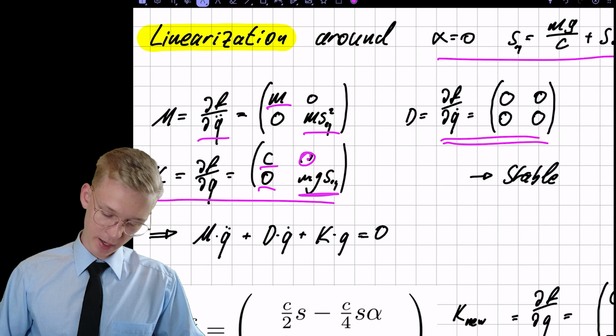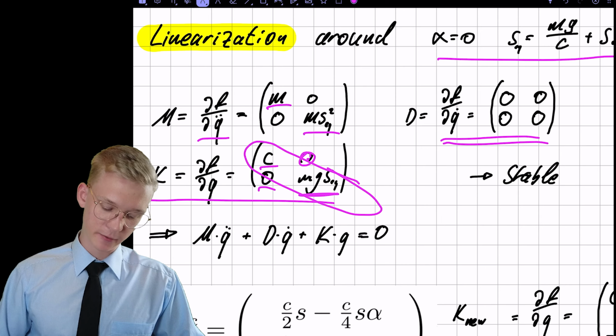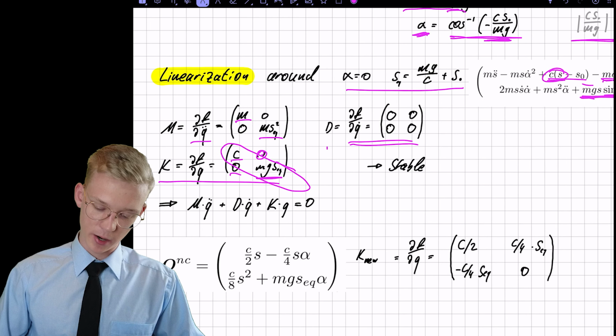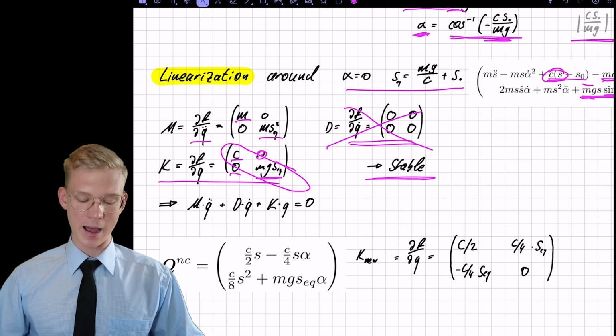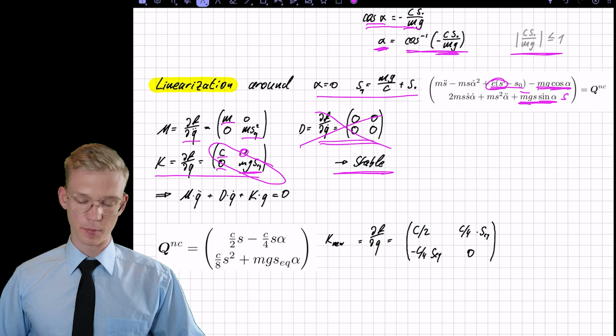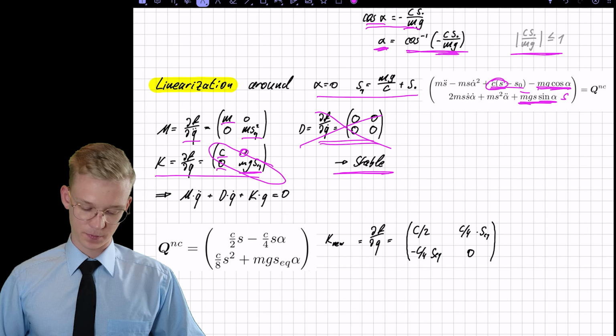If we now just look at the eigenvalues of K, because we do not have a D matrix, we already see that the system is stable because the eigenvalues of K are positive or 0.